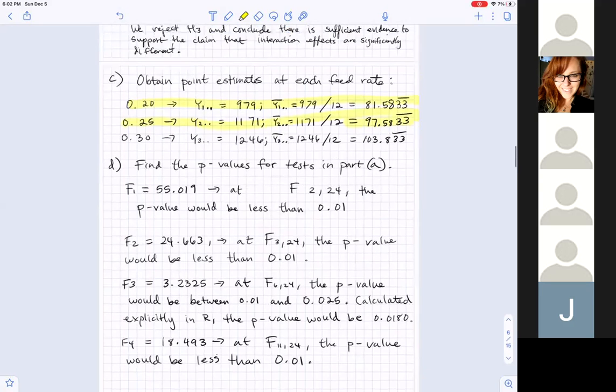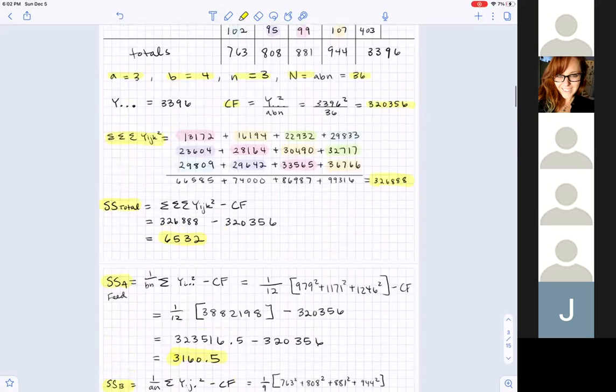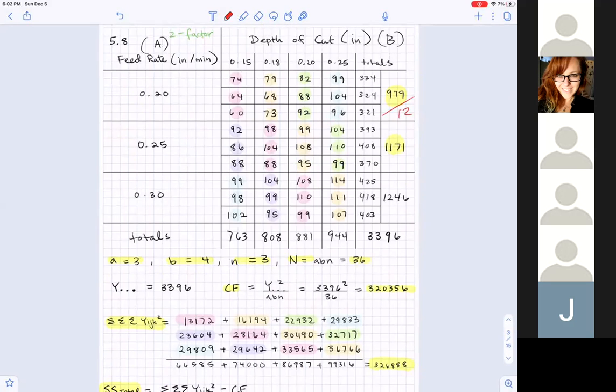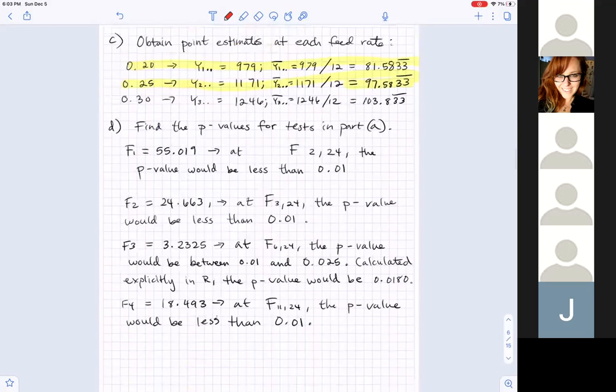So going back up to my table, that's this and this divided by the number of observations in each. I see 1, 2, 3 times 1, 2, 3, 4. That gives me 12. I divide this number by 12, and that's going to give me my point estimate for its average, which is 81.5833. So then I'm going to compare these two means, 81 and 97.